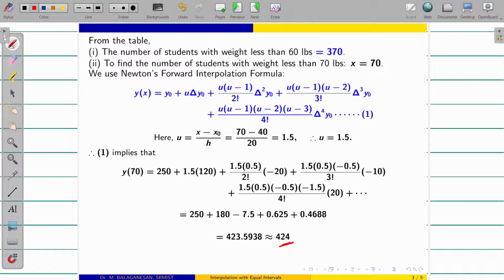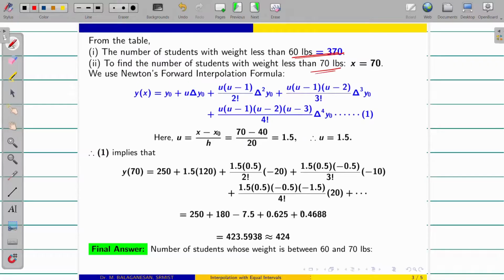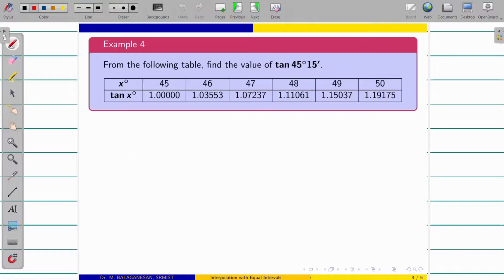Now we have to find the number between 60 and 70. So how to find it? We know the number with weight below 60 is 370 and below 70 is 424. If you subtract both, we can get the answer. Y of 70 minus y of 60 is equivalent to 54 students in that range. Clear? I hope you understand the concept. I will move to the next problem.